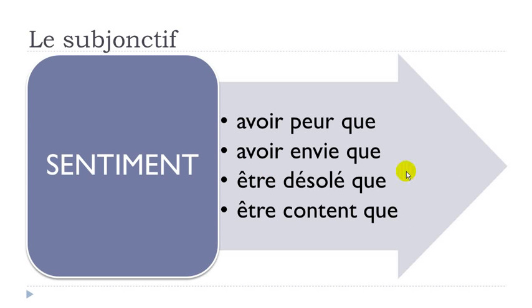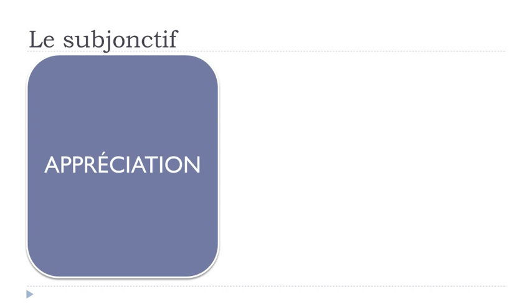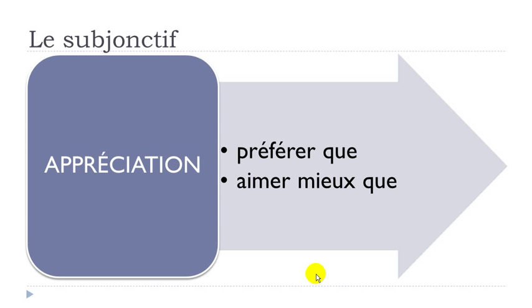So they should be followed by une forme subjunctive. Okay, and then let's see une appréciation. Une appréciation, for instance, we could have préférer, to prefer, préférer que, okay. Aimer mieux, mieux is better. Aimer, to like or to love, better that, okay. Aimer mieux que, and then these structures should be followed by une forme subjunctive, okay.